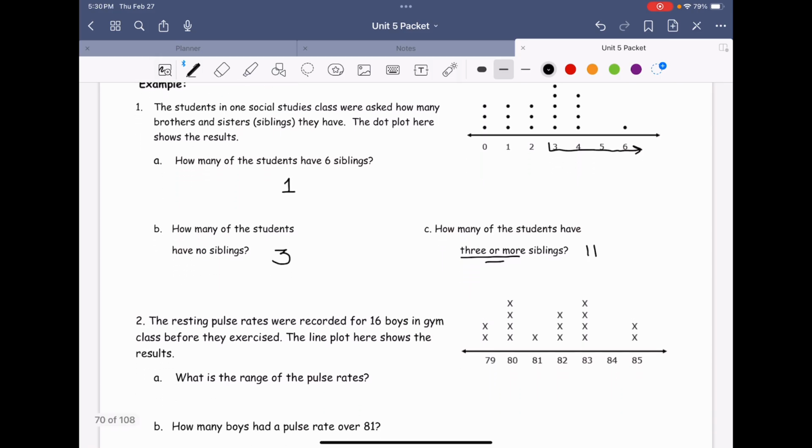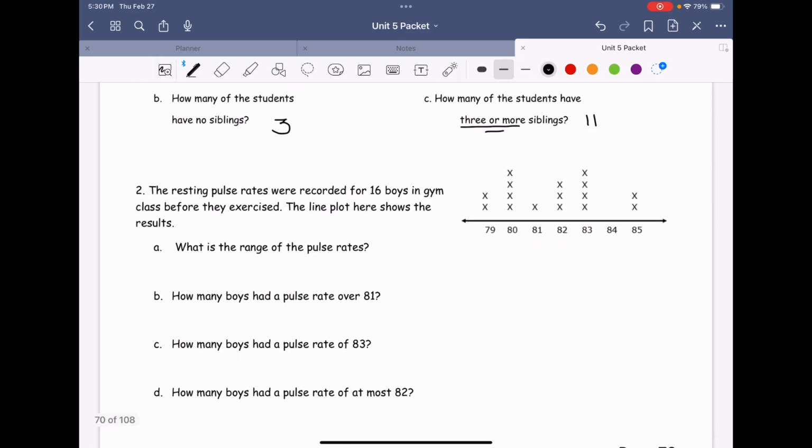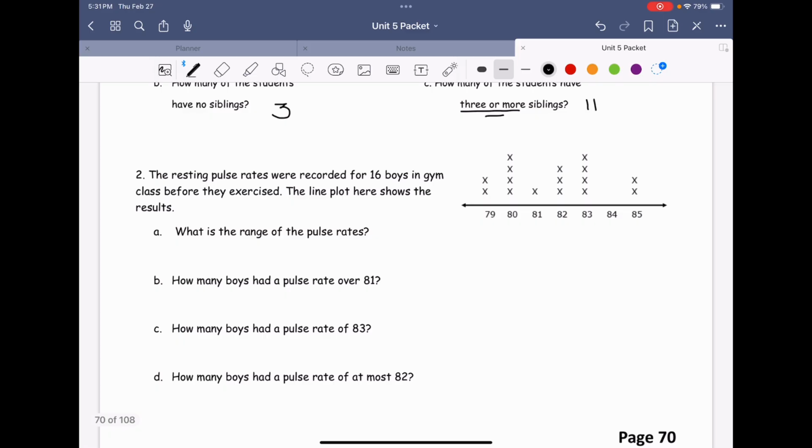All right, I'm going to let you try the next one. It says, the resting pulse rates were recorded for 16 boys in gym class before they exercised. The line plot here shows the results. So the first one says, what is the range of the pulse rates? If you're not sure or don't remember what range is, look back in the last lesson when we went over it to help you out. I'm going to have you go ahead and answer A, B, C, and D on your own. So please pause the video when you're all set, unpause the video, and check.